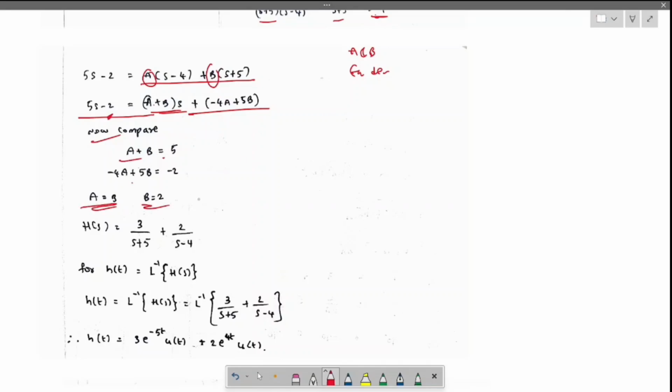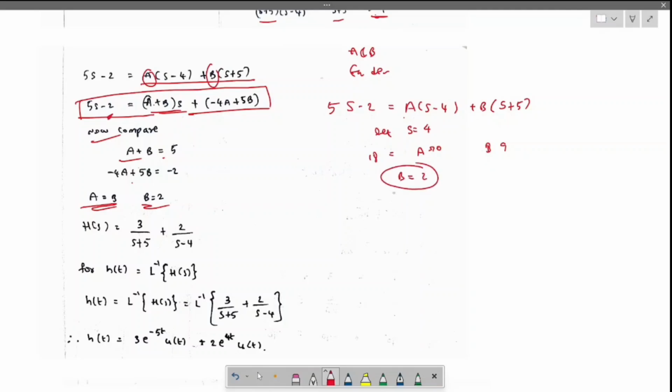This is a very easy part. Here you can take this step like this, or I will show you one trick. Many people miss this trick. We have a(s − 4) + b(s + 5). Let s equals 4 here. Then a becomes 0, right? Now b times 9 equals 5 into 4, 20, minus 2, which is 18, so b equals 2.